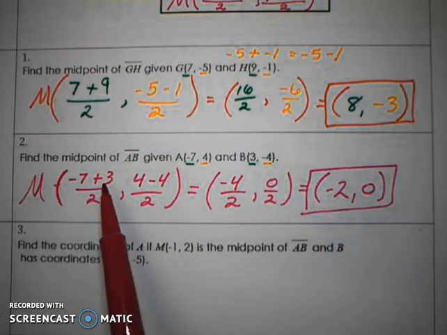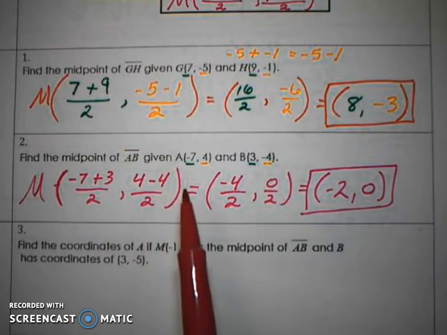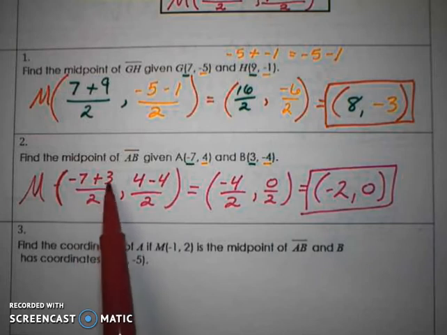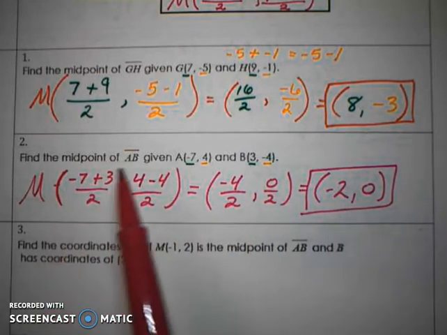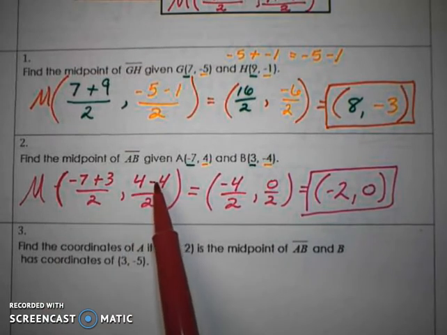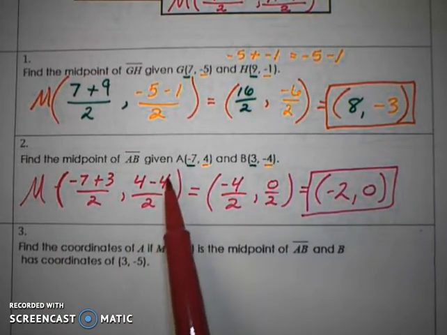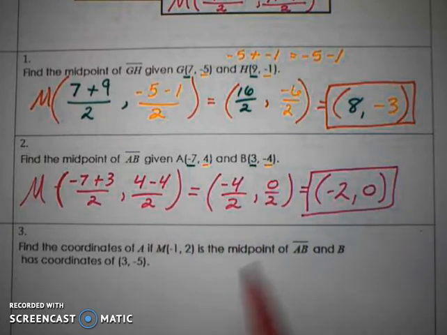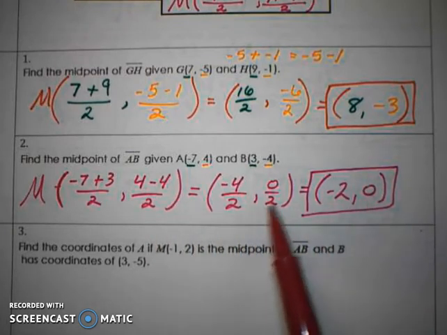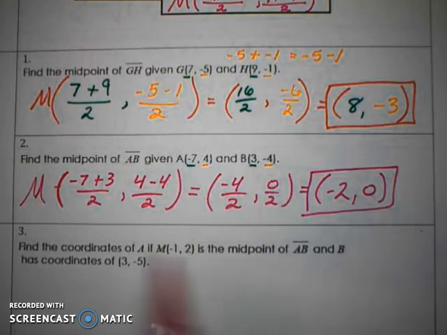-7 and 3 are the x-coordinates. 4 and -4 are the y-coordinates. So we have -7 plus 3 over 2, which simplifies to -2, and 4 minus 4. 4 plus -4 is like 4 minus 4, which is 0 over 2, which stays 0. So this is your midpoint. Again, don't be thrown off by the zeros. We will use that as a number more often than you realize.